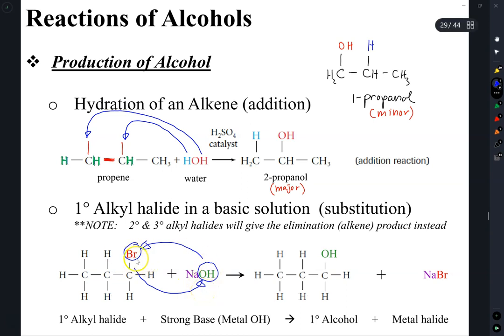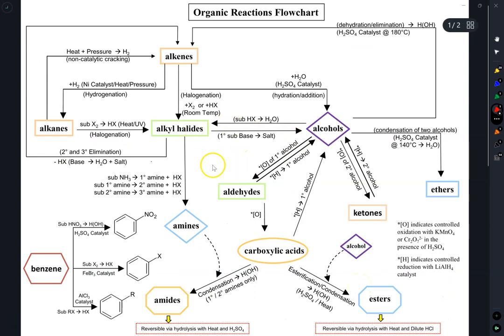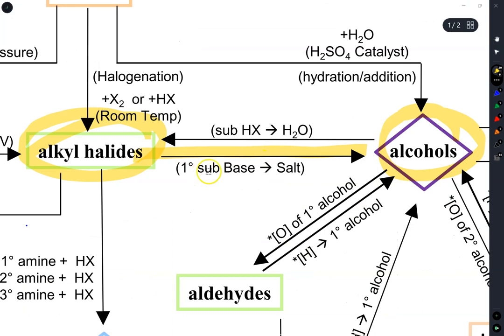And if you want a different halogen here, let's say you wanted to substitute in a chlorine atom instead, then sodium chloride would be produced as a byproduct. Or if you wanted fluorine, then sodium fluoride would be your byproduct, and so on and so forth. Looking at our flowchart, we are converting an alkylhalide into an alcohol. It is a substitution reaction with a strong base, often sodium hydroxide. Not only do you make an alcohol, but a salt is a byproduct of this reaction.